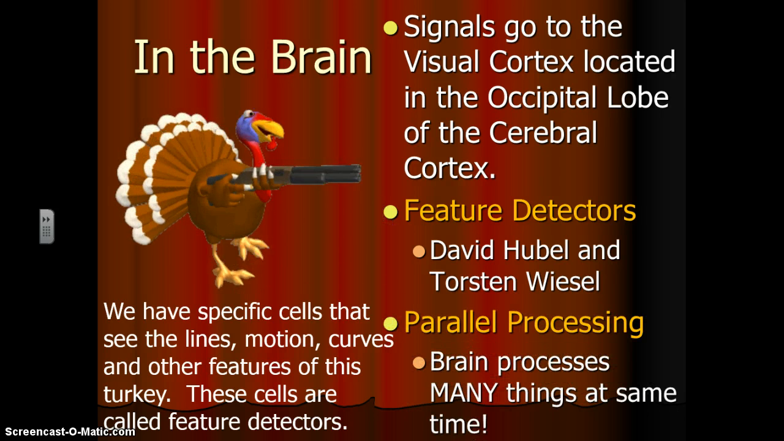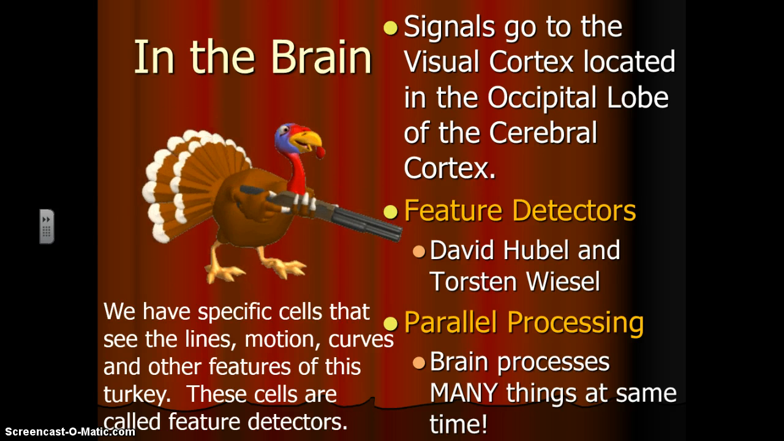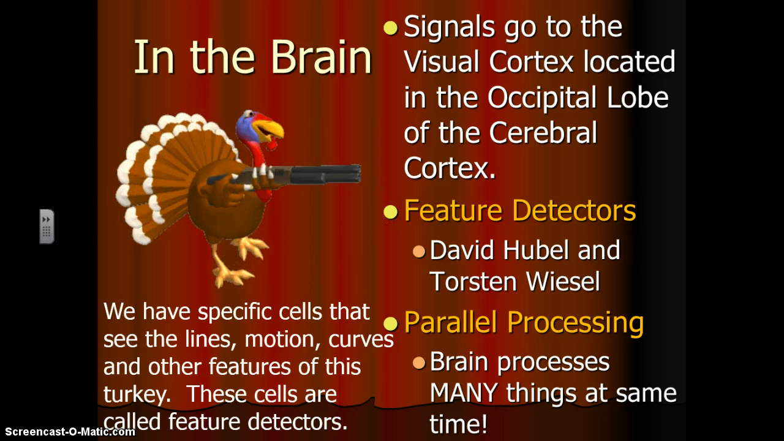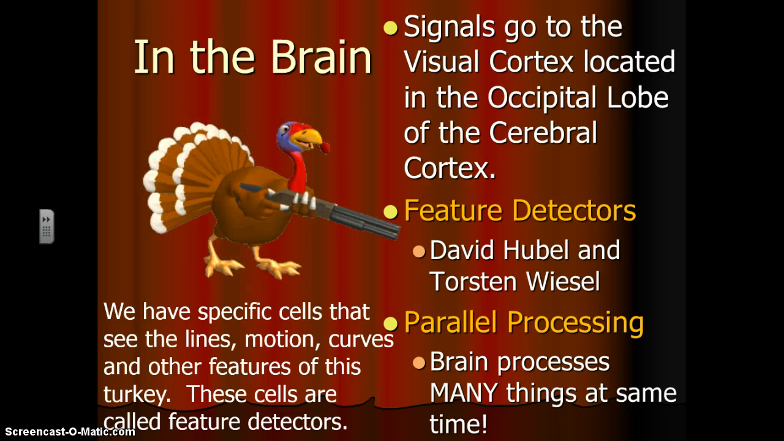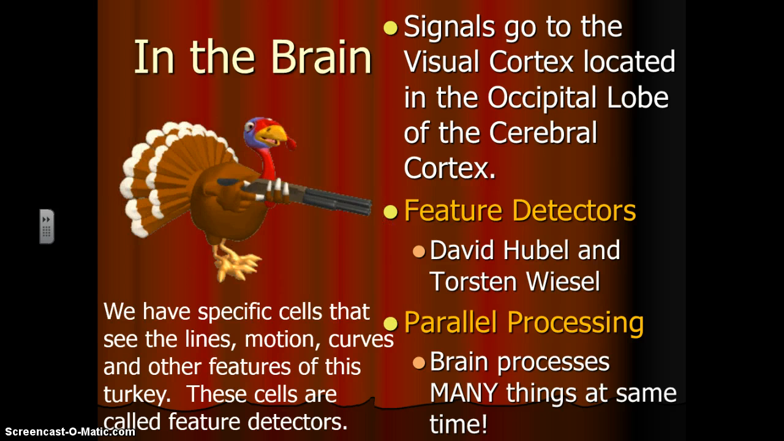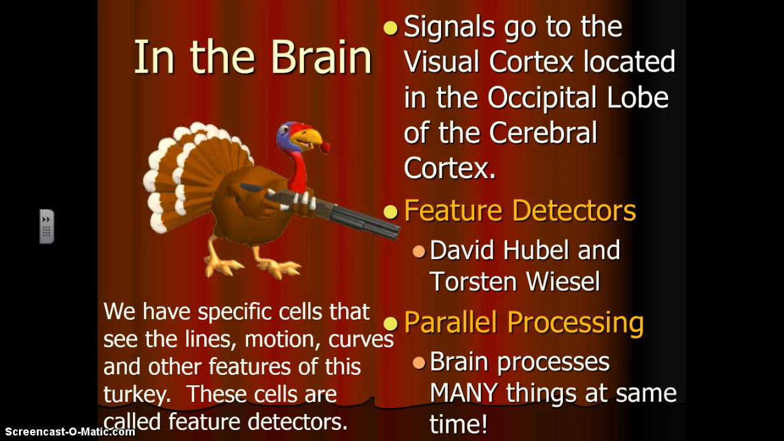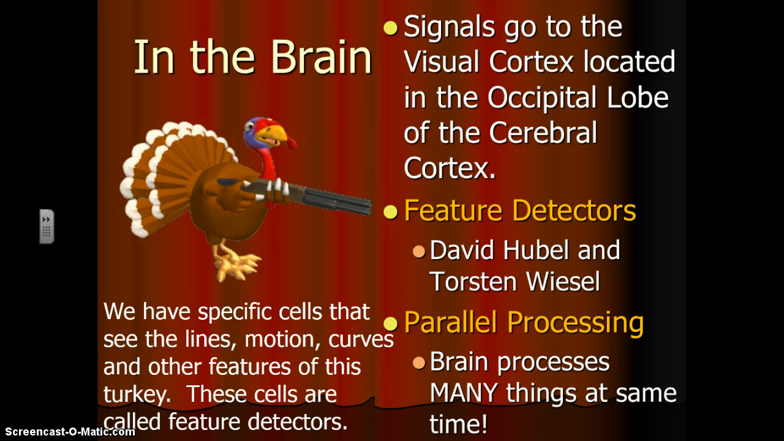Now, parallel processing refers to how the brain processes multiple sources of information simultaneously. So when you look at this turkey, you're able to see a variety of things as well as depth and so forth. So we'll talk about depth perception in another screencast.